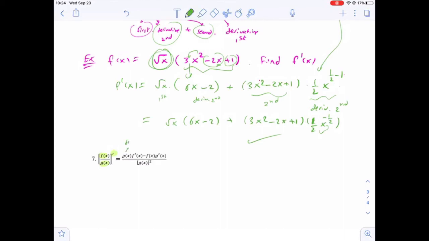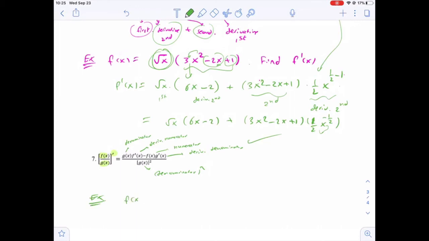The denominator times derivative of the numerator, minus the numerator times derivative of the denominator, all divided by denominator squared. So let's apply it on some problems.